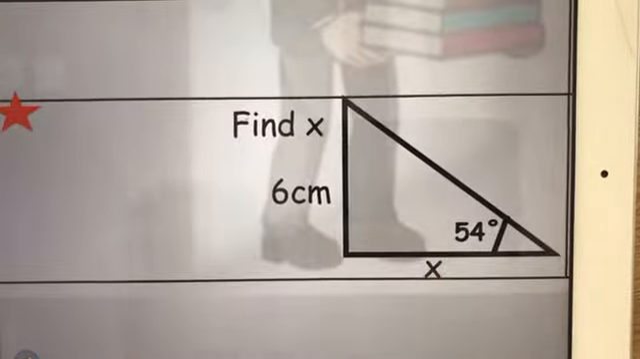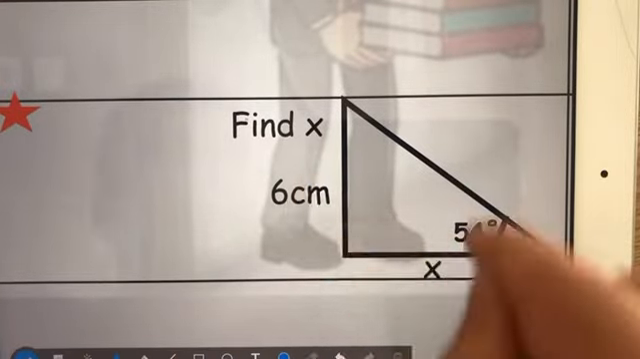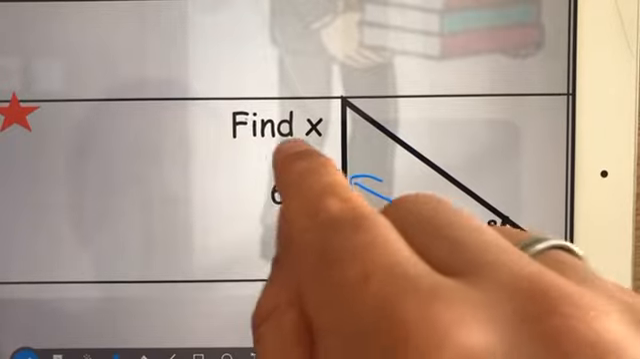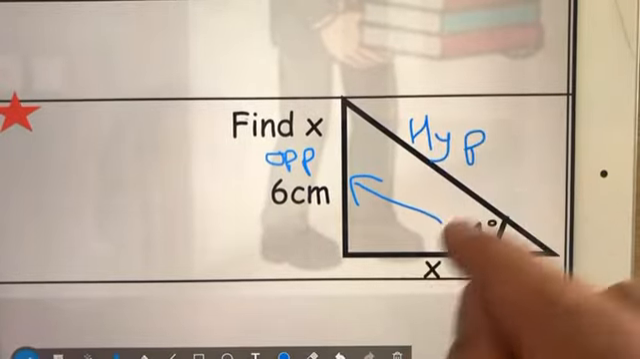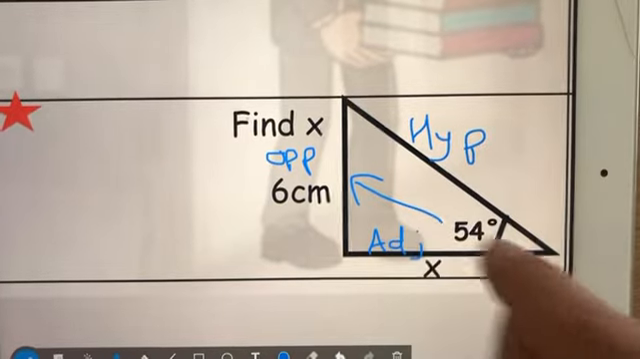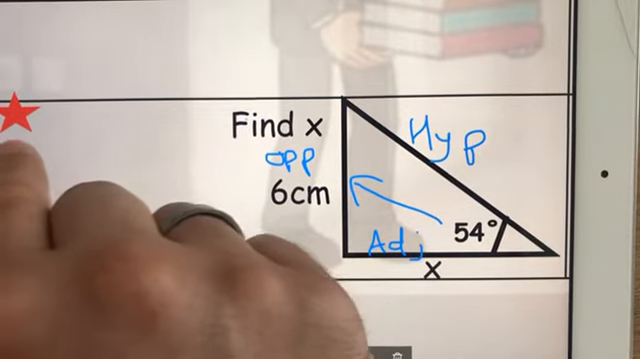Okay, they are a little more difficult, but that's okay. Okay, a little bit of trig. Label your sides first. Same steps every single time. I've got my opposite, I've got my hypotenuse, and I've got my adjacent. Okay, write down your SOHCAHTOA.